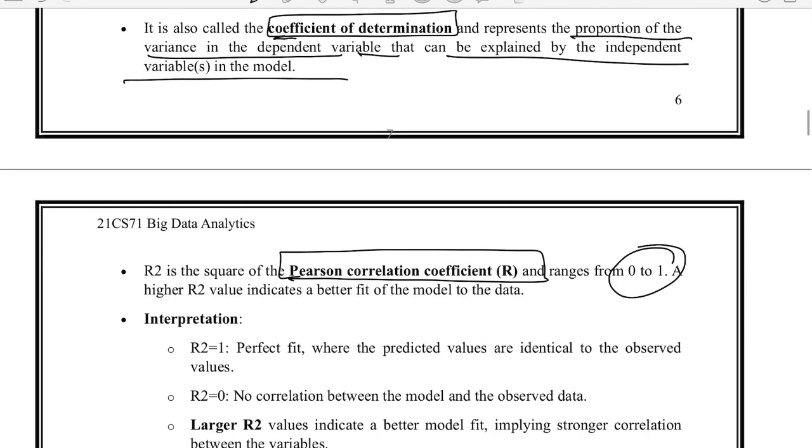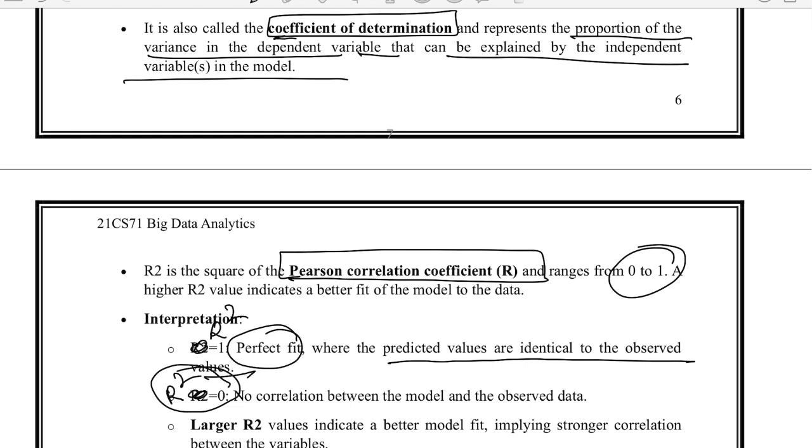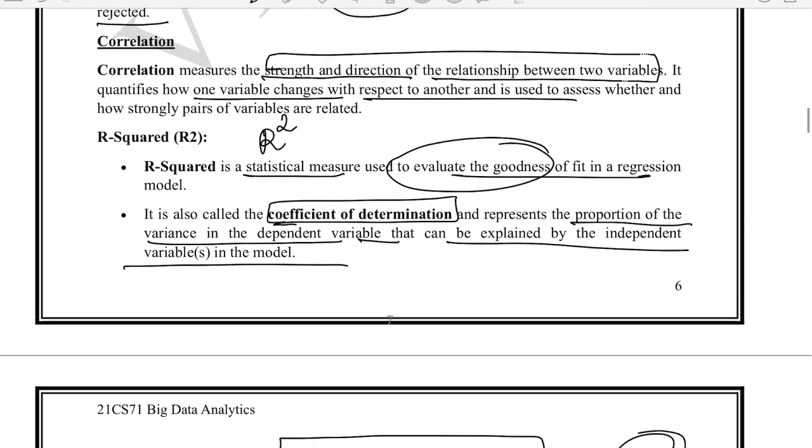0 to 1. This is R square, not R2, guys. Okay, R square equal to 1 means it's a perfect fit where the predicted values are identical to the observed values, and R square equal to 0 means no correlation between the model and the observed data. The larger the R square value, the better the model fit. That means you have a very strong correlation.